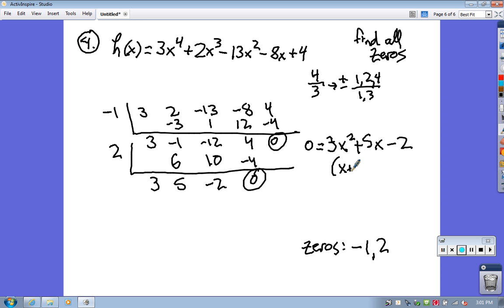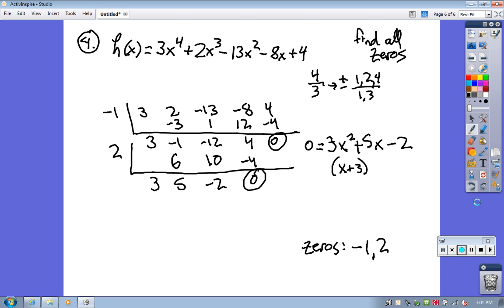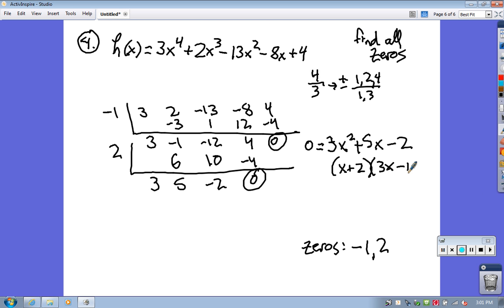It looks like x plus 2. Oh, I meant to write a 2. I said 2, and I wrote 3. You've seen me do that before. x plus 2, 3x minus 1. There's a 6, -1, 5. Yeah, great. So that gives me my other 2 zeros. One of them is -2. One of them is 1/3. So -2 and 1/3. It was a 4th degree, so I'm going to have at most 4. There they are, all 4 of them.